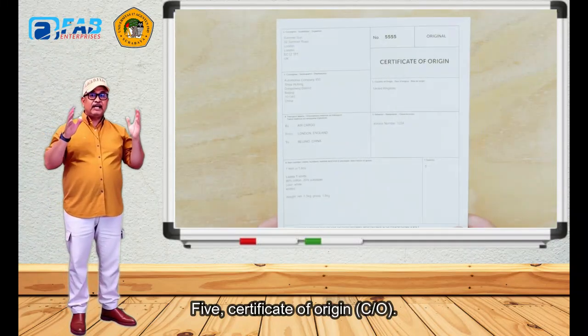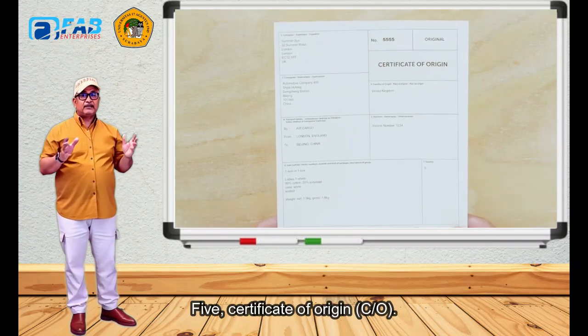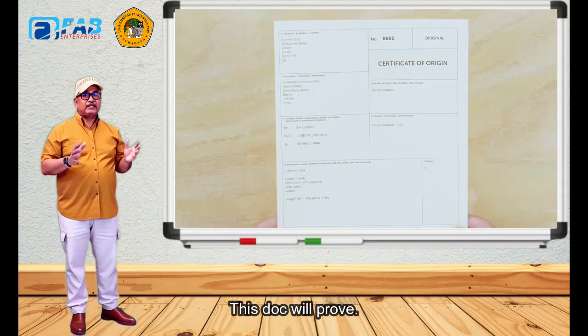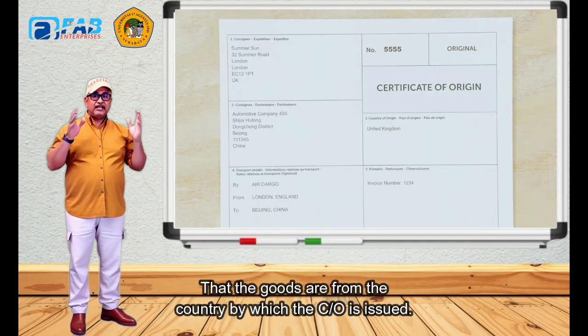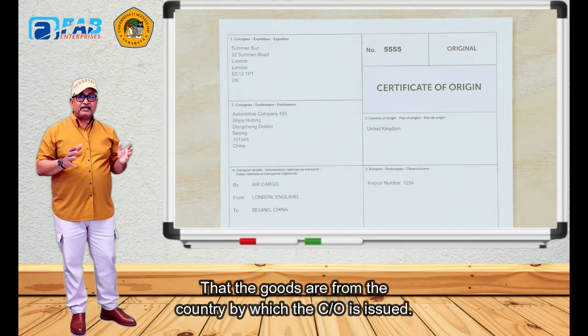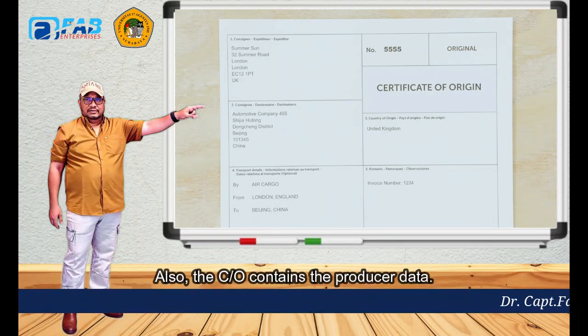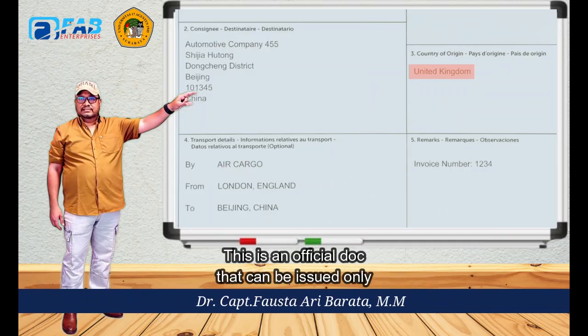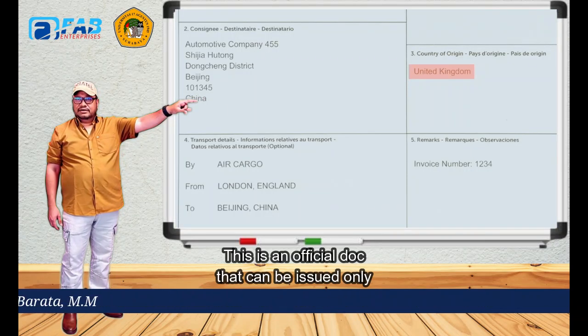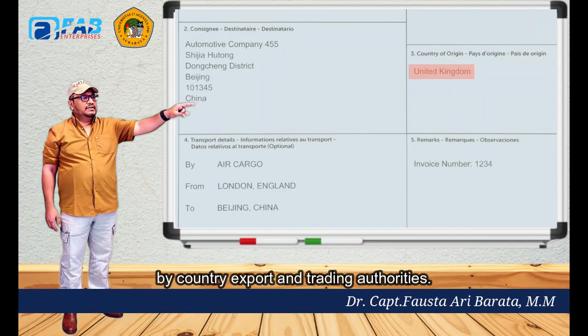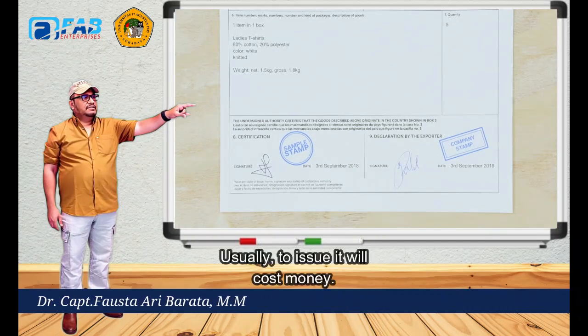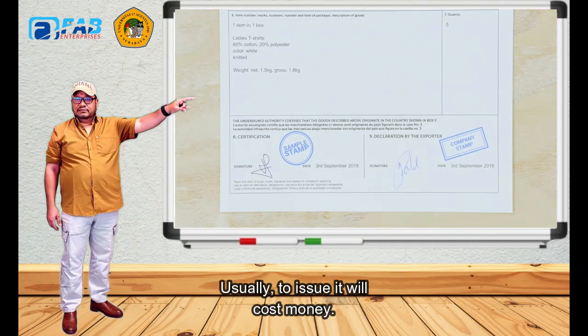5. Certificate of Origin, or COO. This doc will prove that the goods are from the country by which the COO is issued. Also, the COO contains the producer data. This is an official doc that can be issued only by country export and trading authorities. Usually, issuing it will cost money.